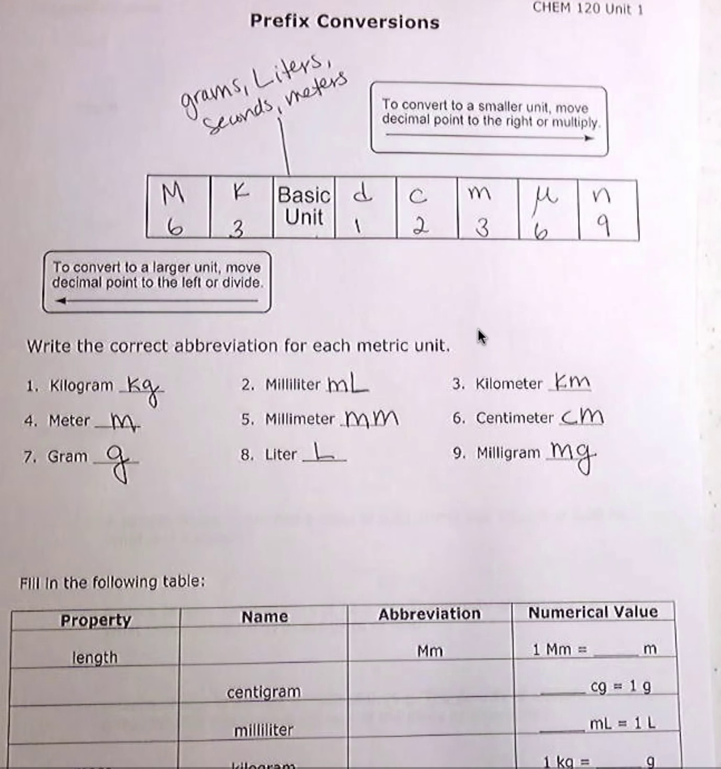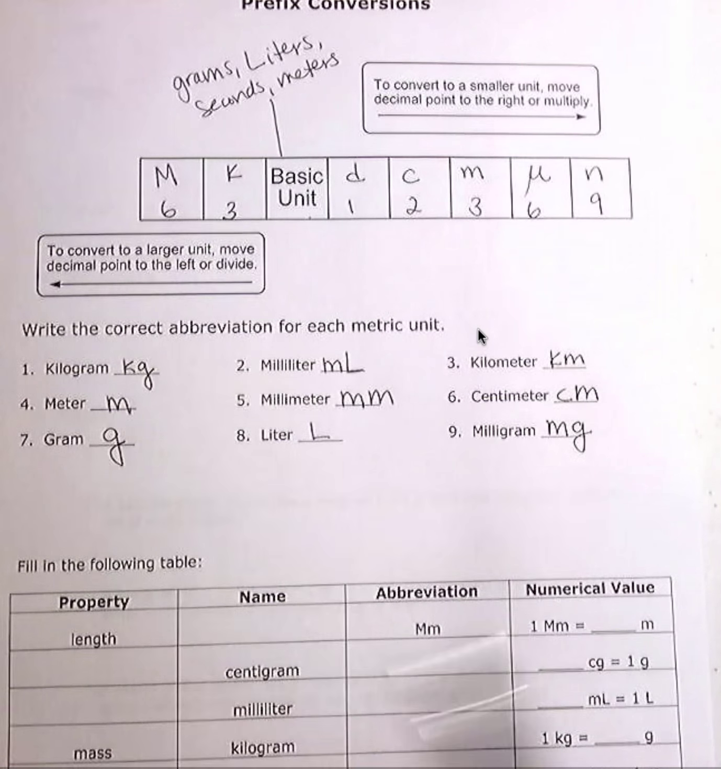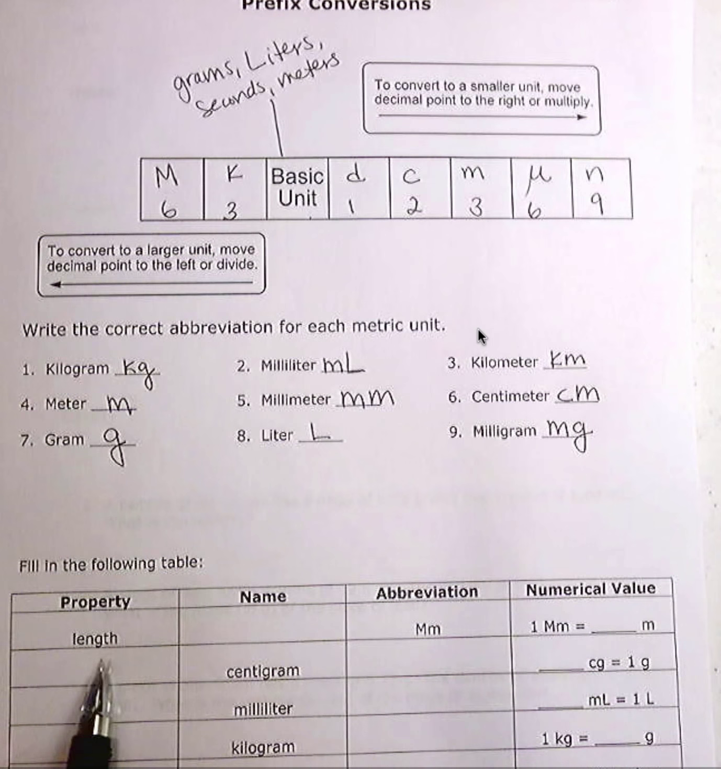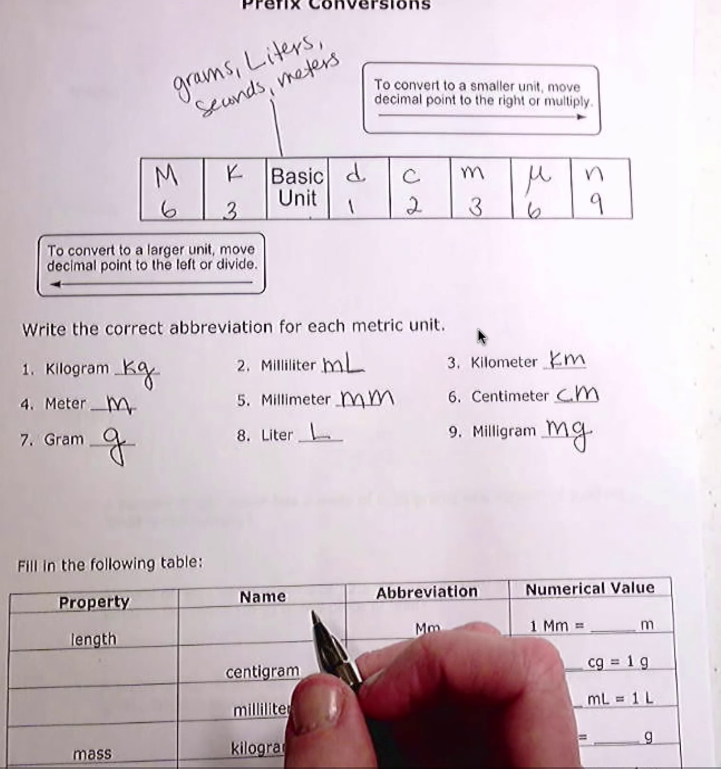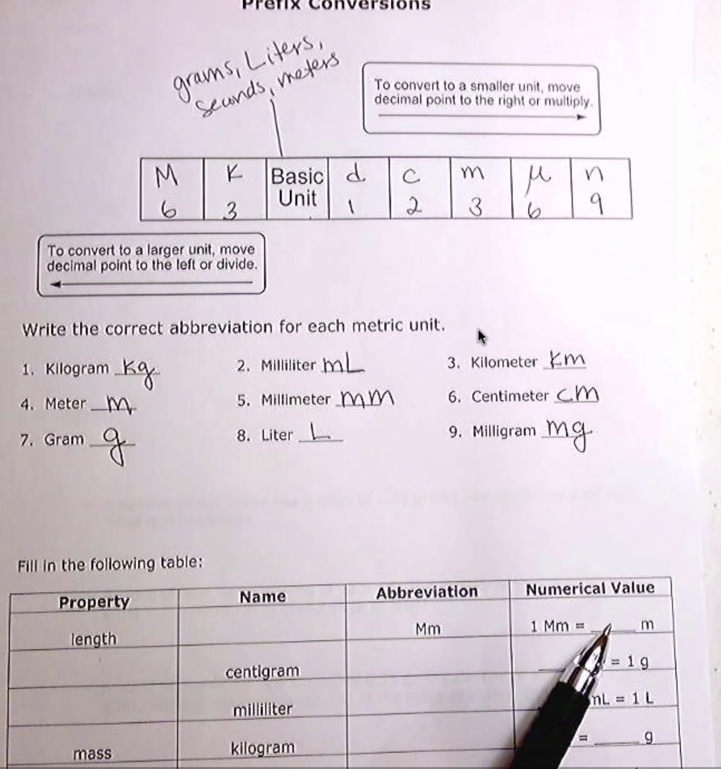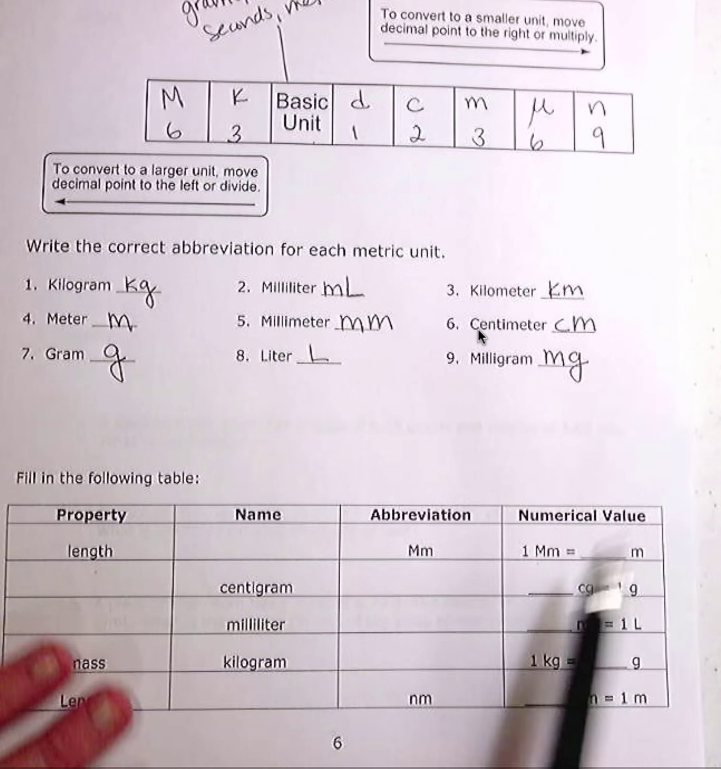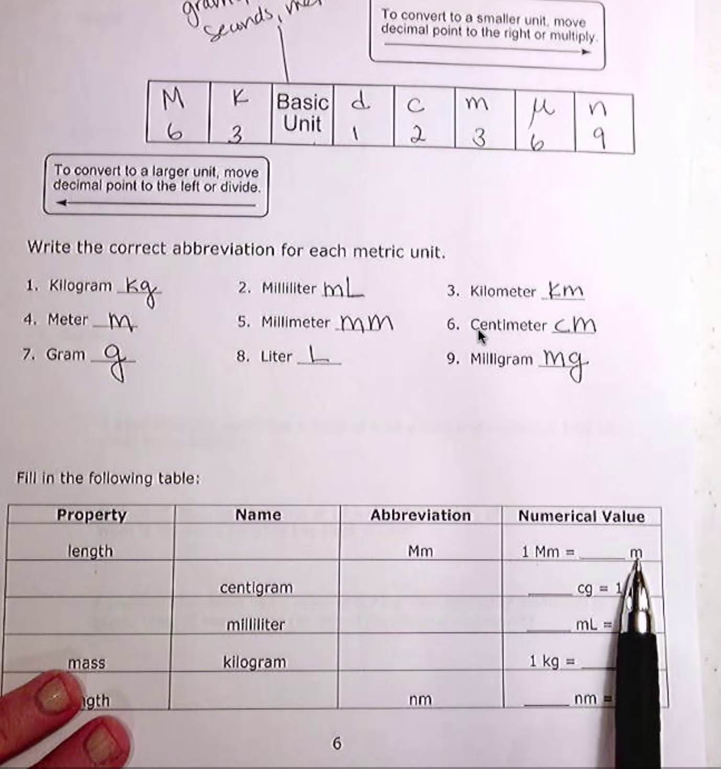Now, I told you I was going to explain how to use this ladder. For this table, the property length, meter, I have a conversion that I need you to fill out. That conversion, 1 megameter equals how many meters?